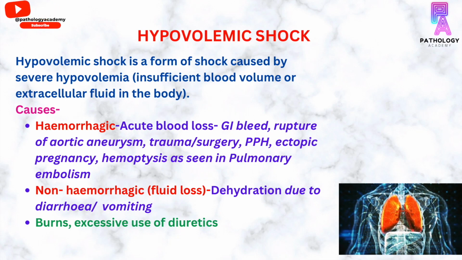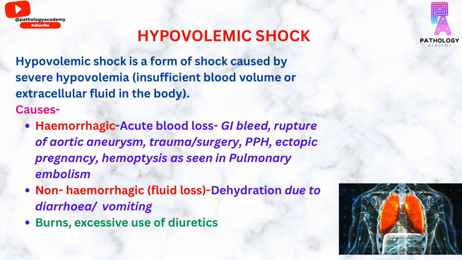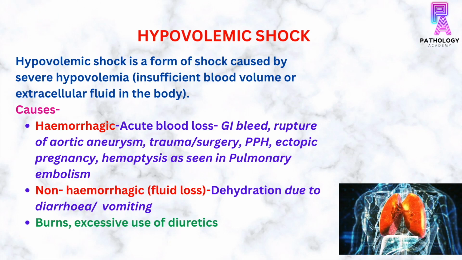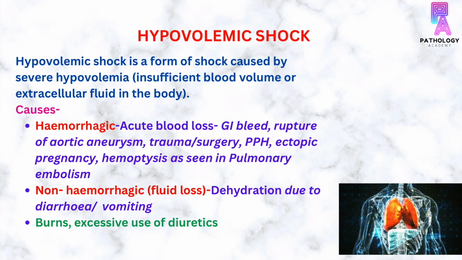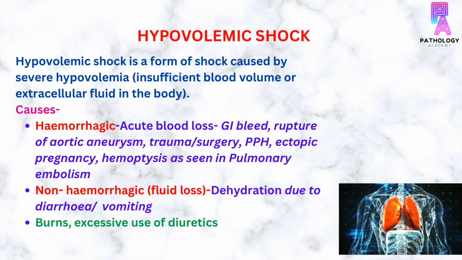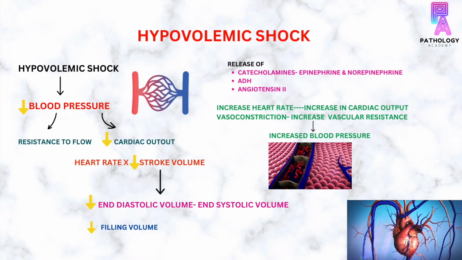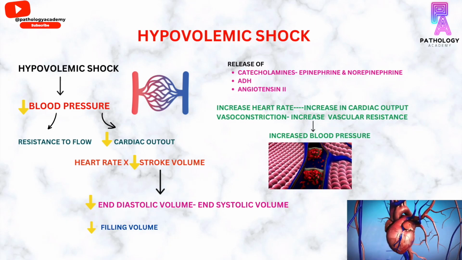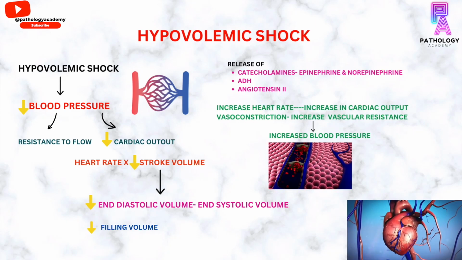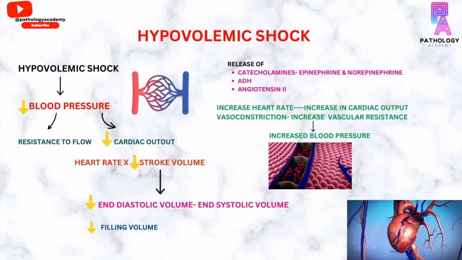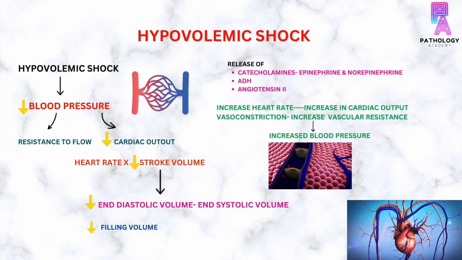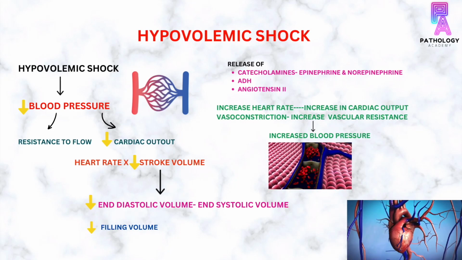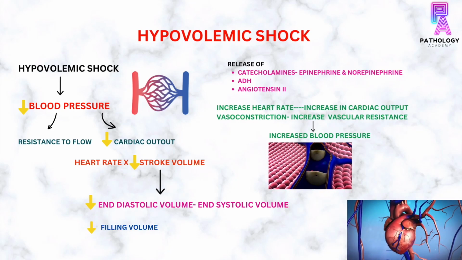The non-hemorrhagic causes mean fluid loss, and the fluid can be lost from the body by dehydration due to diarrhea or vomiting, due to burns or excessive use of diuretics. As we know, the blood pressure is dependent on vascular resistance and cardiac output. The cardiac output is dependent on heart rate and stroke volume. Stroke volume is the blood ejected by the left ventricle per beat. The stroke volume is calculated by the formula end diastolic volume minus end systolic volume.